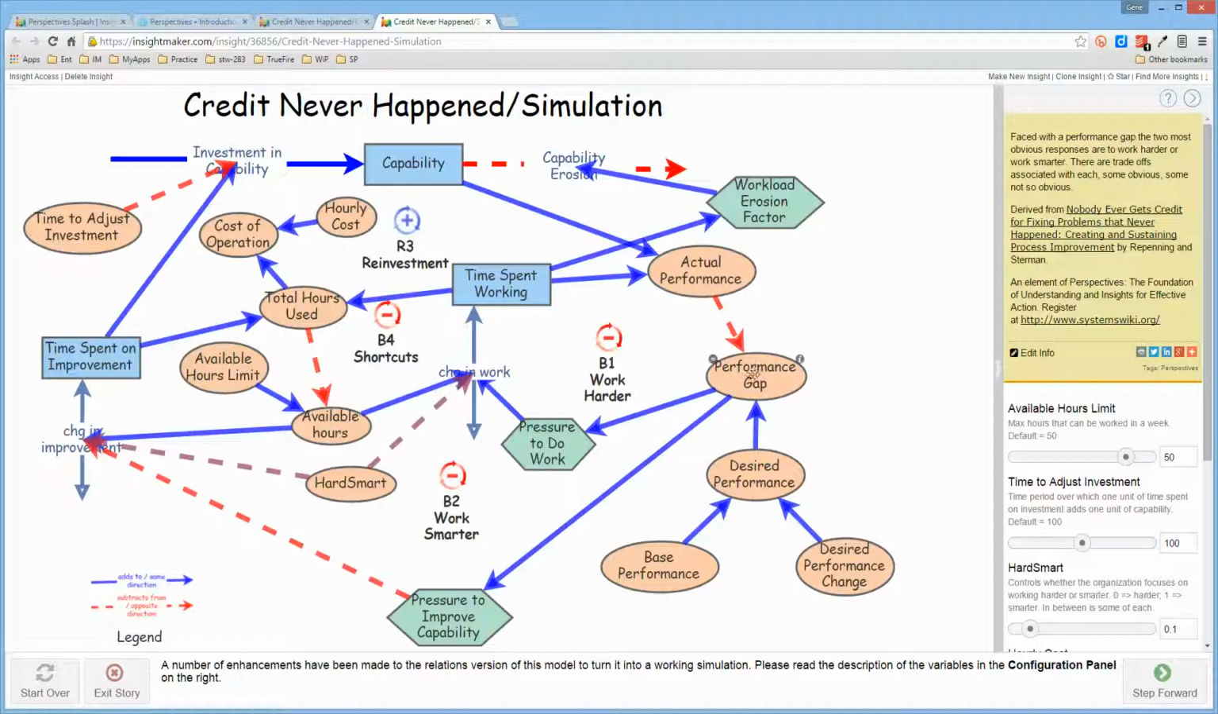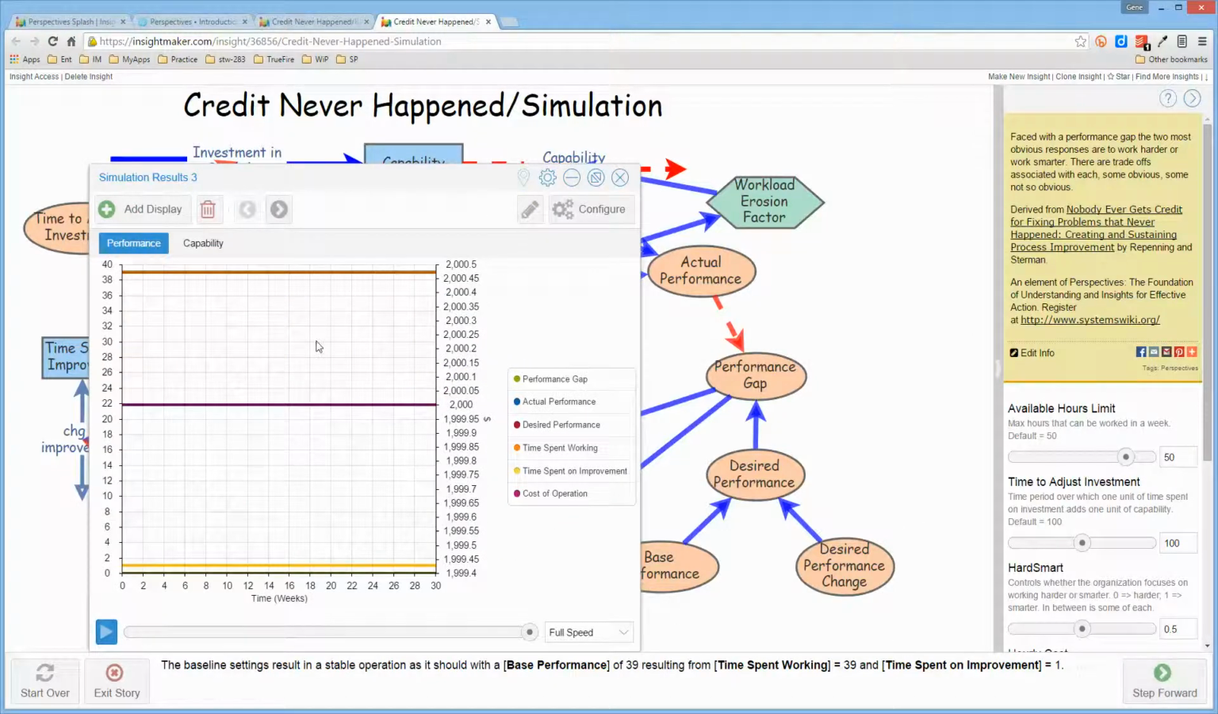But if we start out with a steady state situation where the actual performance and the desired performance are equal, so there is no performance gap, it shows a steady state. It's like watching paint dry. Nothing's happening because it's a balanced environment at the moment.